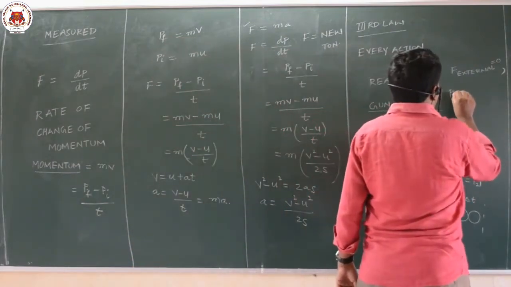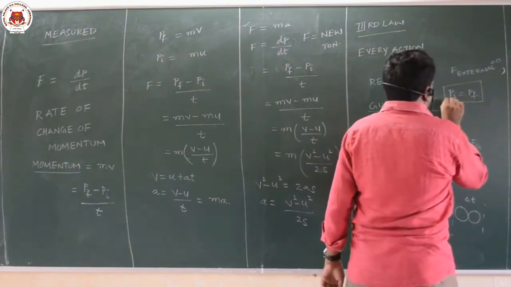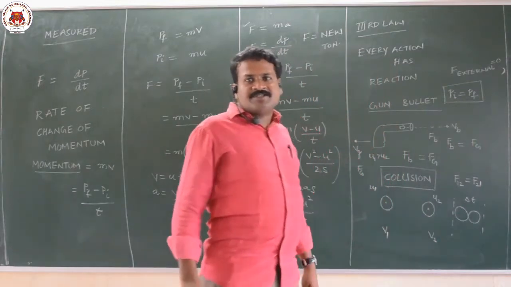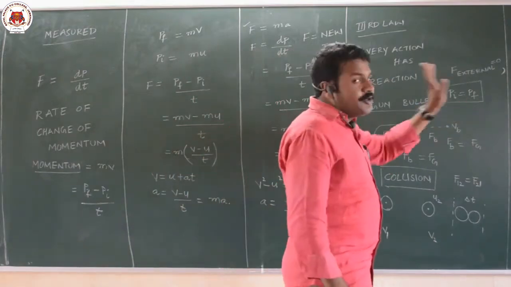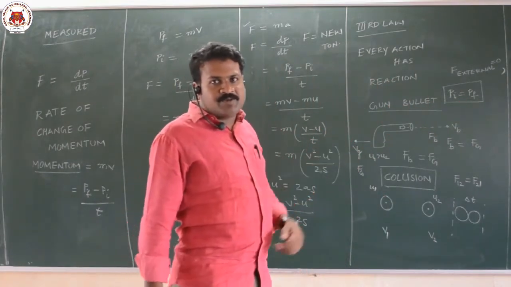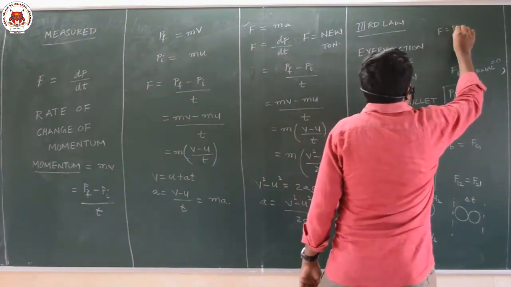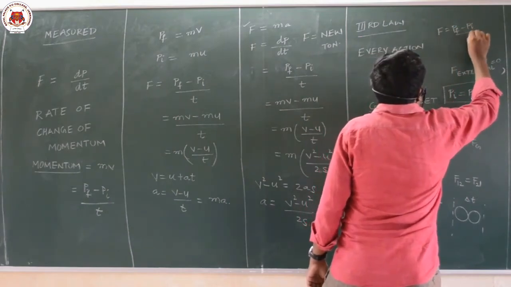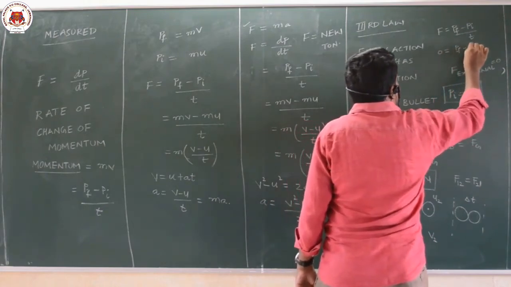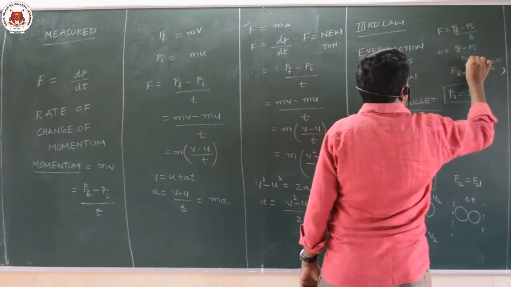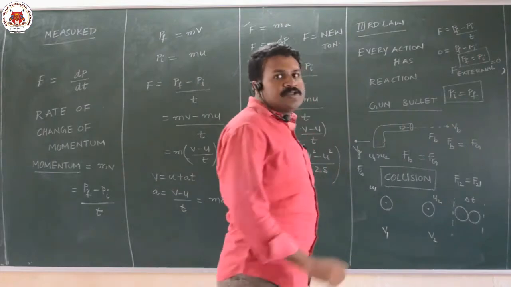Initial momentum is equal to final momentum. Newton's third law is nothing but another form of conservation of momentum. Initial momentum is equal to final momentum means net force is 0, because force is equal to final momentum minus initial momentum by the time taken. If net external force is 0, then 0 is equal to final momentum minus initial momentum. Therefore, final momentum is equal to initial momentum. So this is Newton's third law.